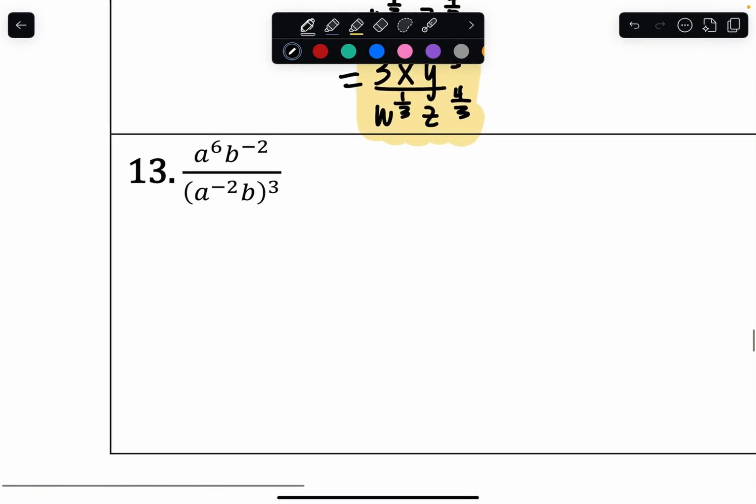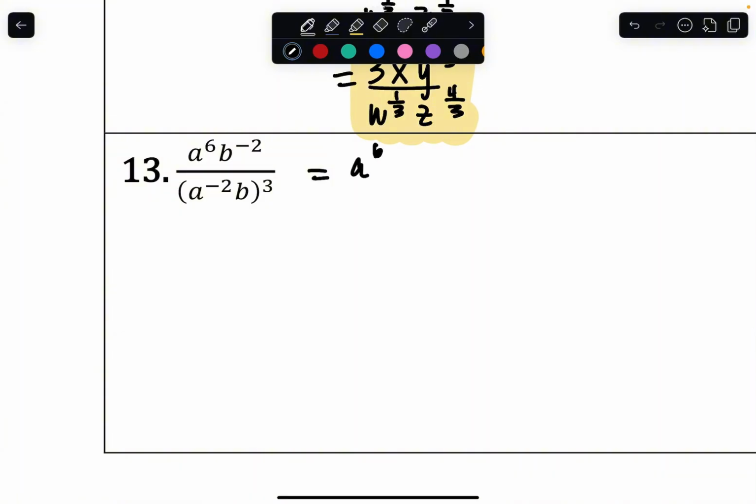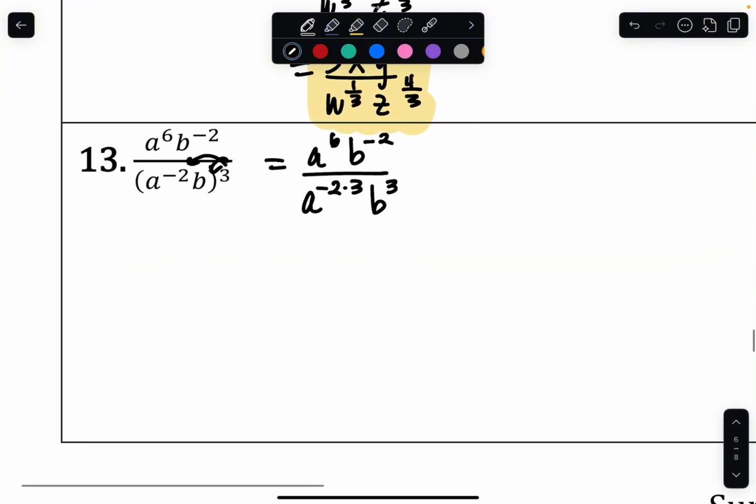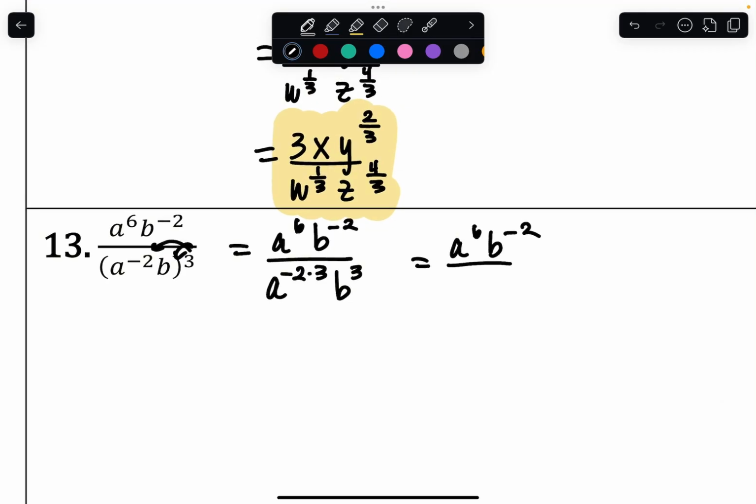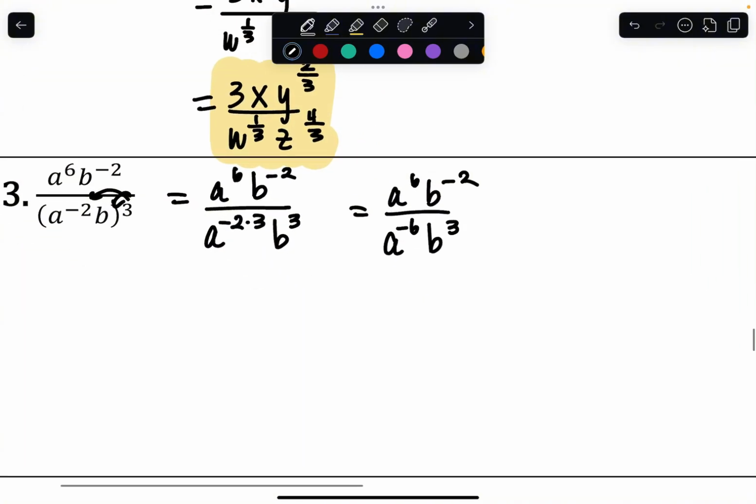Okay, for this next example, we have a to the 6, b to the negative 2 on top. On bottom, every term gets that 3. So a already had an exponent, so now he's getting a second one. They get multiplied. B didn't have one, but now he does. Okay, and so just simplifying, we'll worry about negatives at the end. I get a to the negative 6, b to the 3rd.